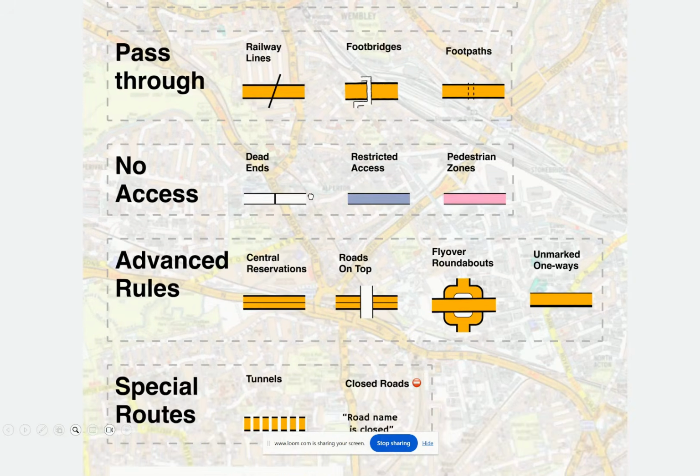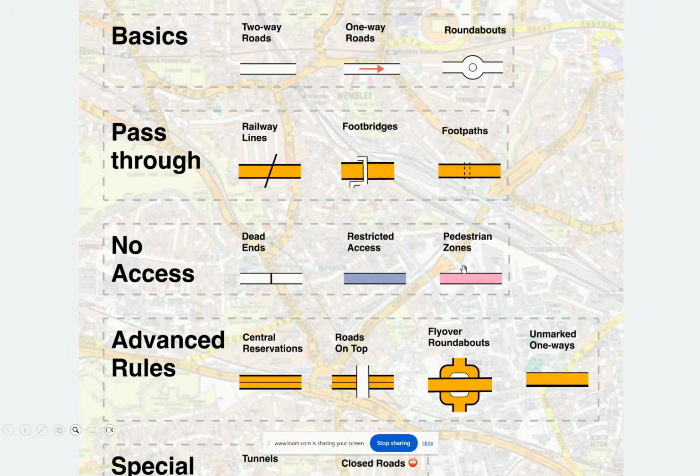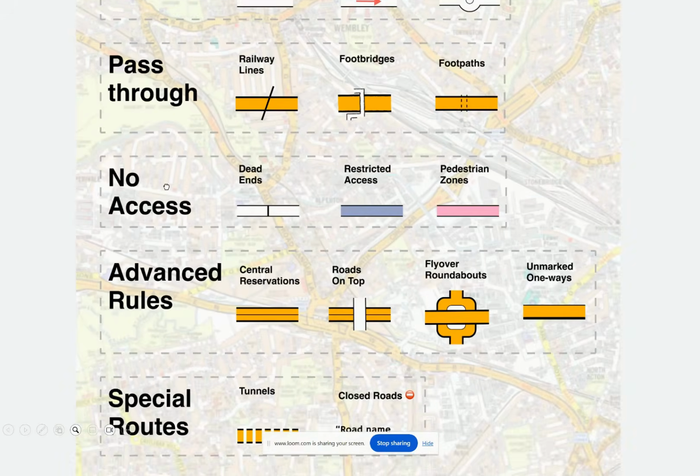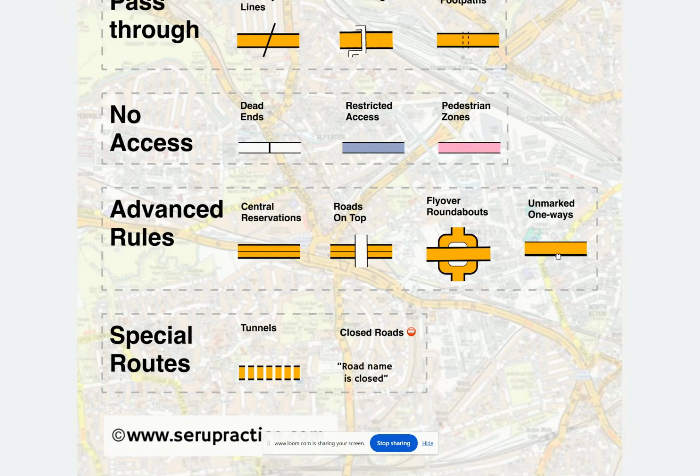And then we have more advanced rules. This is really where most students struggle. If you memorize routes, these are some of the things that seem pretty straightforward, and you can pick them up watching videos as well. However, when it comes to the more advanced rules, things like central reservations, roads on top of one another, flyover roundabouts, and unmarked one-ways, this is where most students get caught out. Unless you practice these and understand the specificities of these rules, you will struggle to, on your own, pass the assessment.